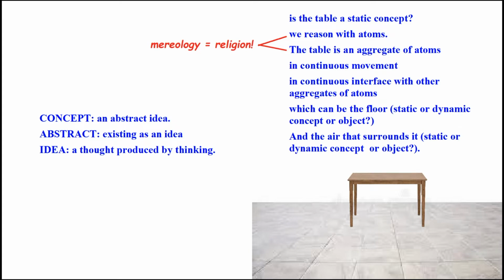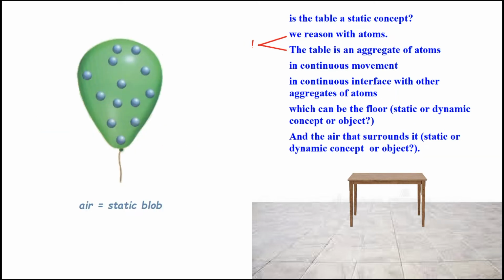And then he says, and the air that surrounds it, static or dynamic concept or object. Air is always static. Air is a static object. Why? Because you can take a cross section of time, one frame of the universal movie, and in that frame, nothing moves. You have a cross section of time, a cross section of motion. It's known as location. When you have location, what you have is a static concept. And so here you have air. And what is air? Well, air is a static blob. That's all you see there. So this fellow says, is air an object or a concept? The air is constantly moving.